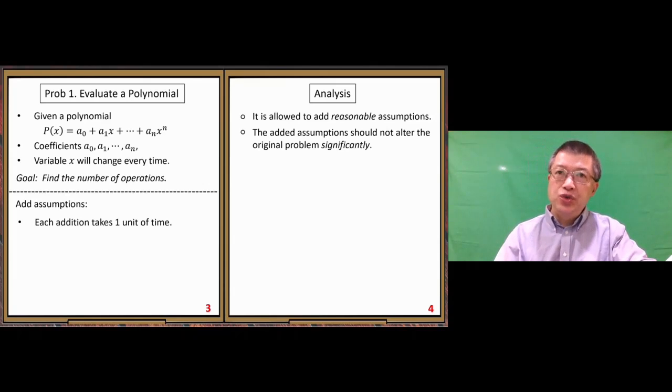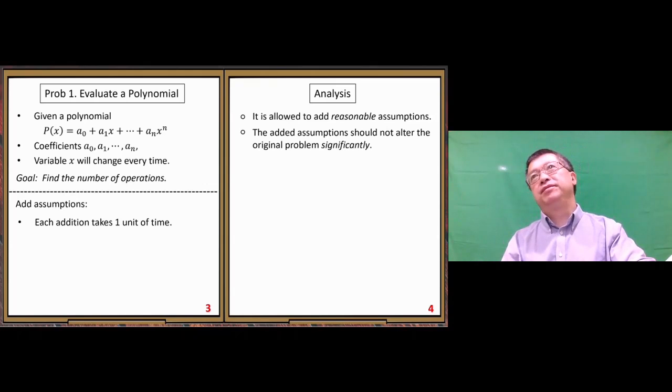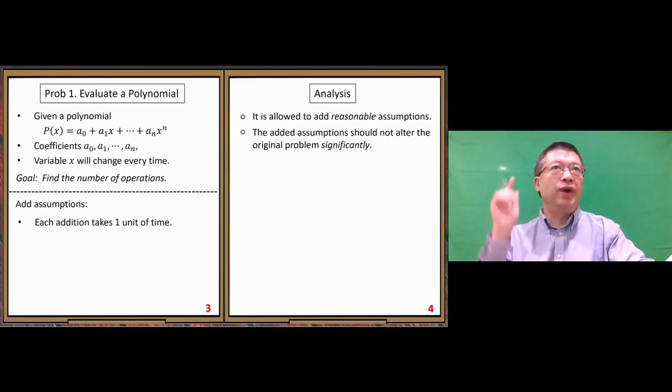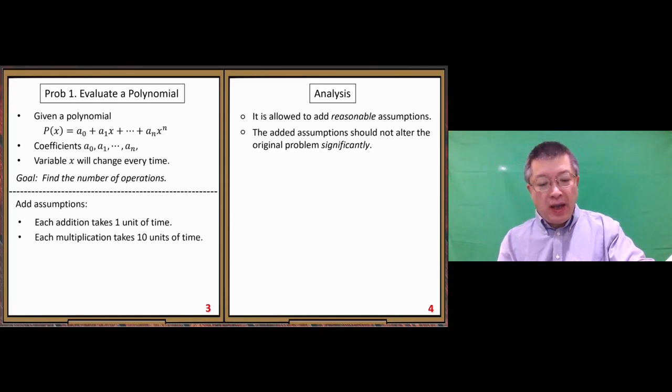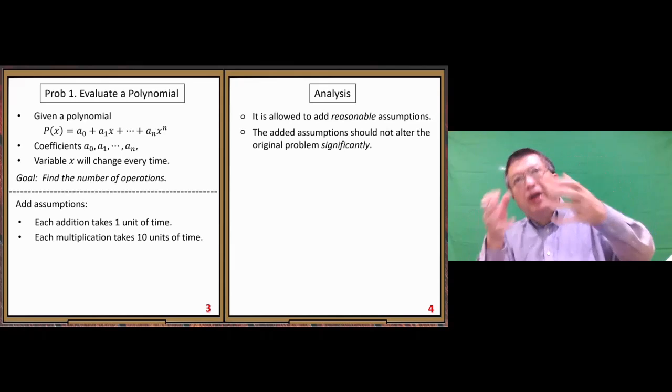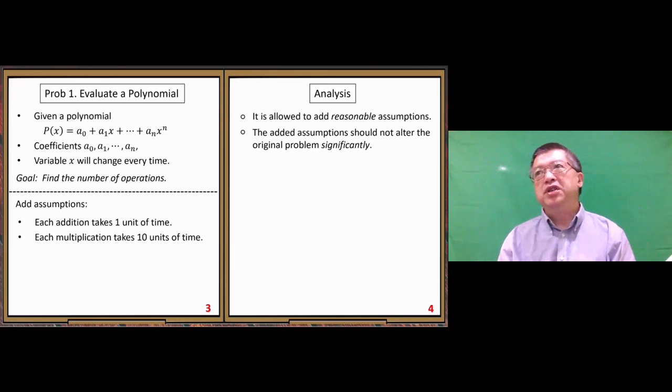First one, we assume each addition takes 1 unit of time. For simplicity, the specific time may not be that important, just 1 unit. And each multiplication takes 10 units of time, 10 to 1 ratio. This assumption is reasonable because if people really look at the CPU, inside the CPU, approximately the ratio is like that, 10 to 1 ratio. We do not need a very precise ratio. An approximate ratio is fine.